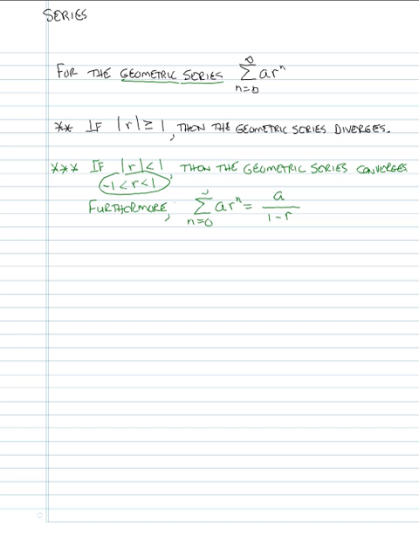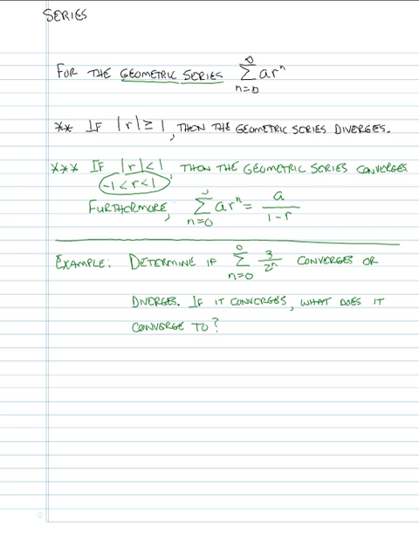So for a series of this type, one, we can tell real quickly whether it converges or diverges by looking at the R value. And once we know it converges, we have a formula for knowing what it converges to. So let's look at an example here. Here's our problem. Determine if this series from n equals 0 to infinity of 3 over 2 to the n power converges or diverges. If it converges, what does it converge to?